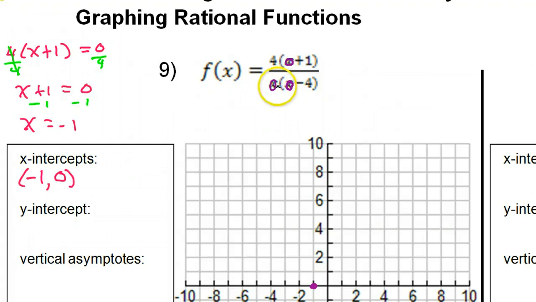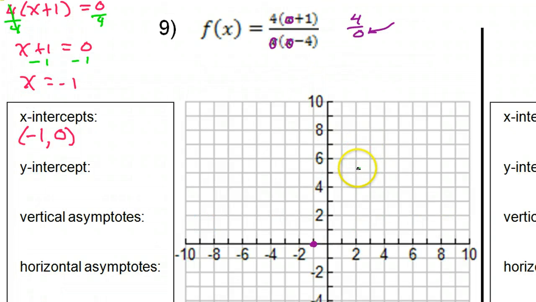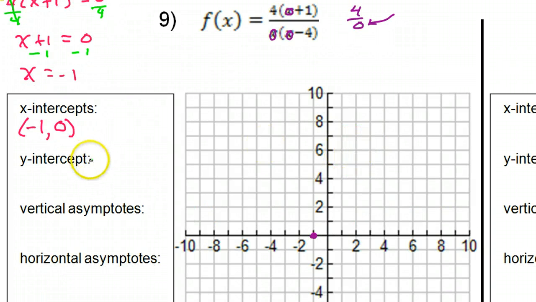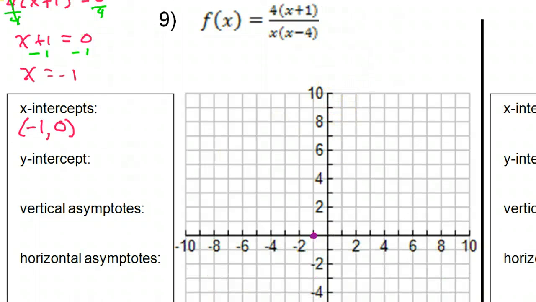If I put a 0 here, 0 times anything is going to be 0. Okay, so that's going to give me 4 over 0. But this is undefined. You can't divide by 0. So there will be no y-intercept. Alright, so probably there's an asymptote there. So for y-intercept, just put none.